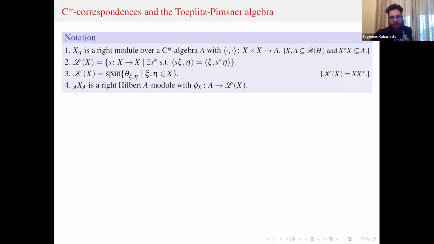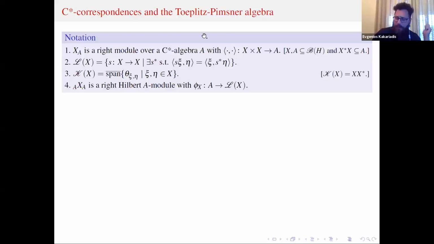So X_A will denote a right module over a C*-algebra A, along with an inner product that takes values in A. If you don't want to use this, you may think of X and A inside some B(H), the same B(H), where A acts on the right on X, and you want this inclusion to hold. Because you have an inner product, you have a notion of adjointable operators, that is, module operators on X that admit an adjoint, and they are automatically bounded. And in there, you have a nice ideal, that of the compact operators, which is basically the same thing as compact operators for Hilbert spaces.